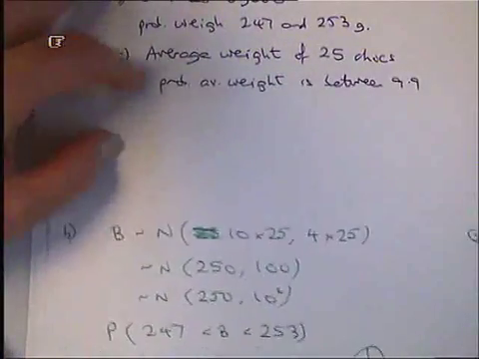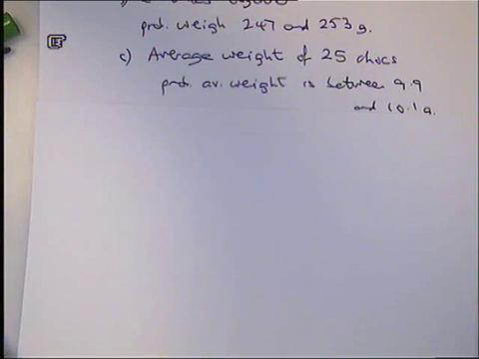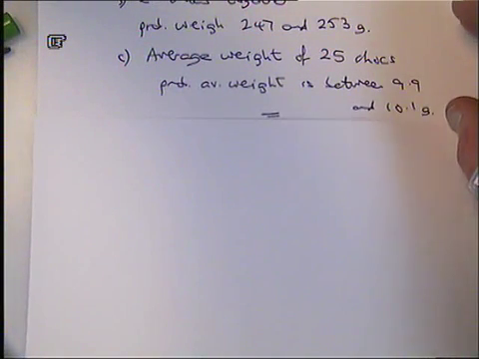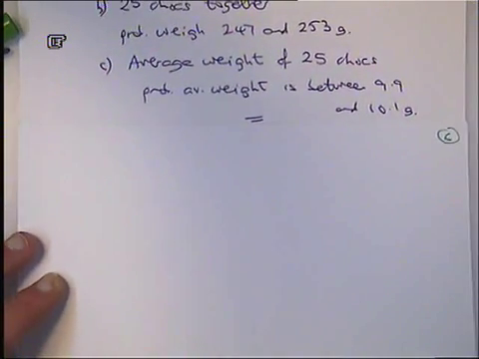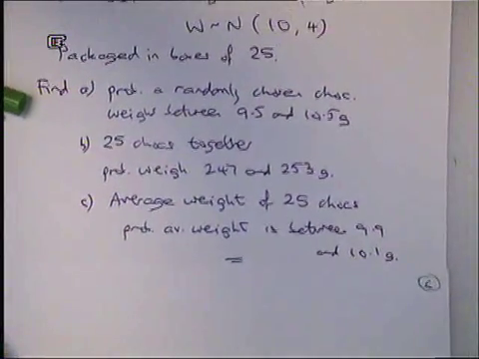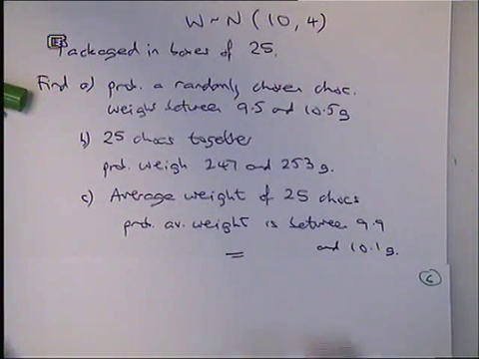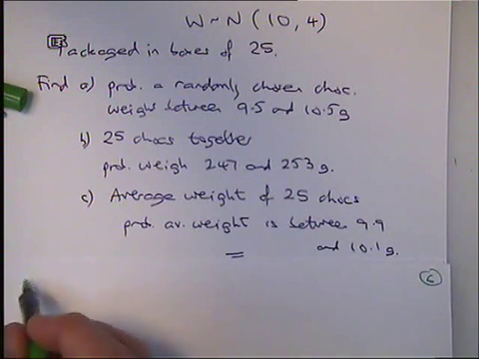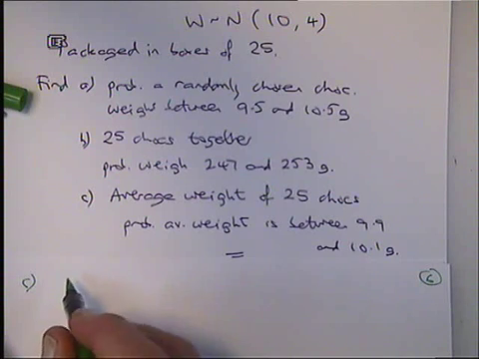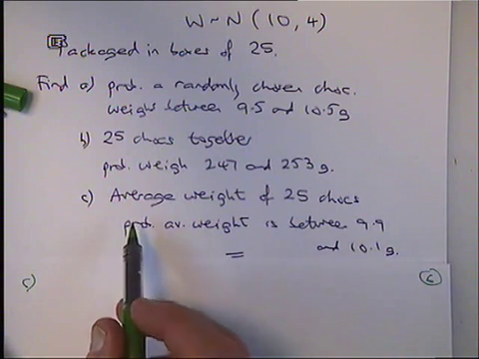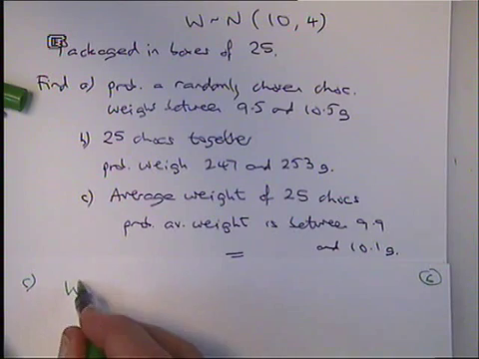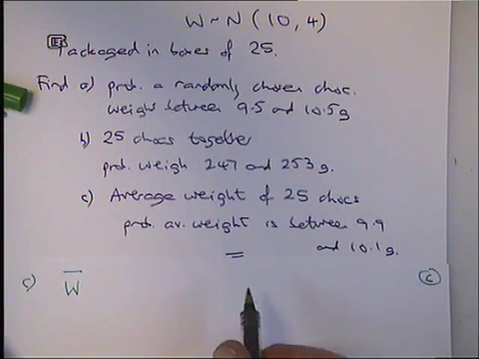And part C was when we had to look at the average weight of 25 chocolates and their average weight being between 9.9 and 10.1. And we've got this information at the top of the screen about W. So what random variable are we interested in now in part C? It's not the sum of them. What are we interested in now? Individuals. Mean, weight. So we're interested in W bar, the average weight.